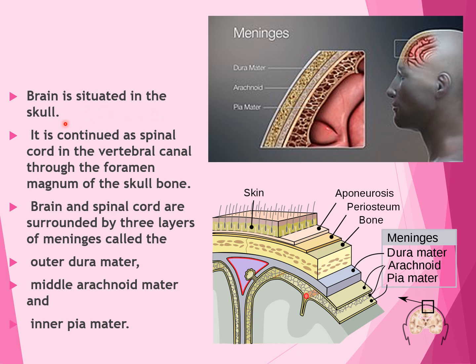The brain is situated inside the skull, and it is continued as the spinal cord in the vertebral canal through the foramen magnum of the skull bones. The brain and spinal cord are surrounded by three layers of meninges: the outer one is dura mater, the middle one is arachnoid mater, and the inner one is pia mater.